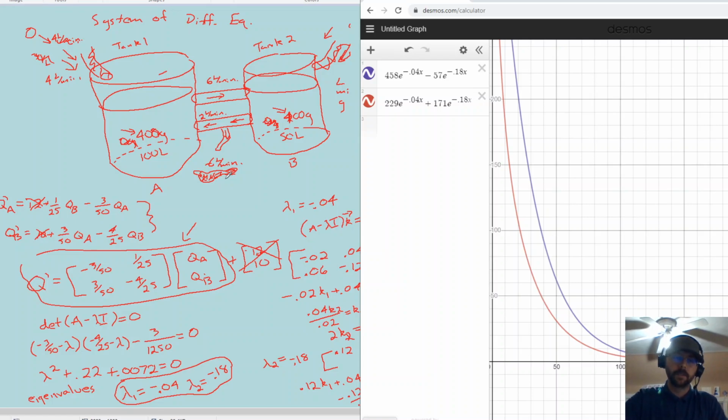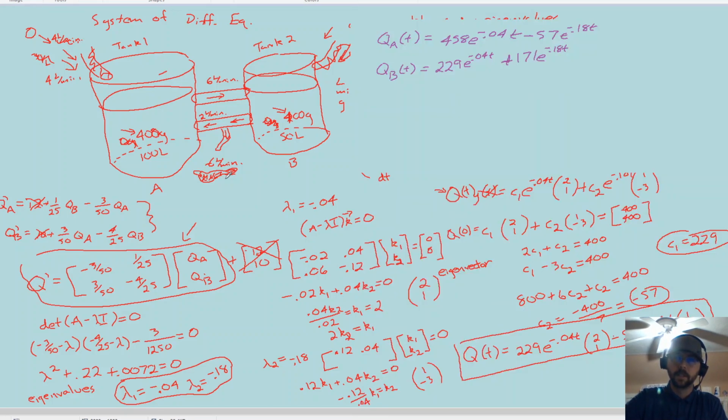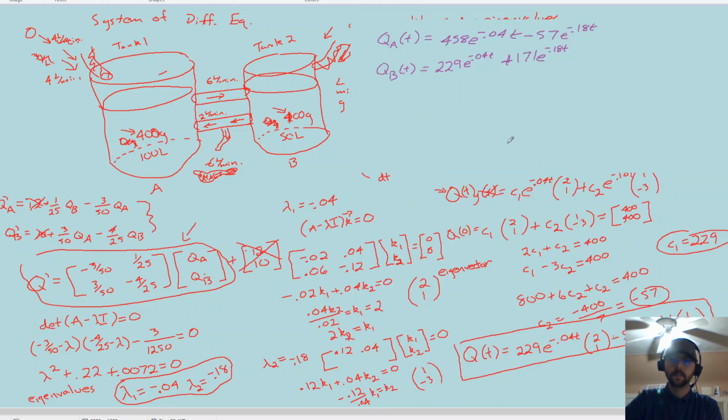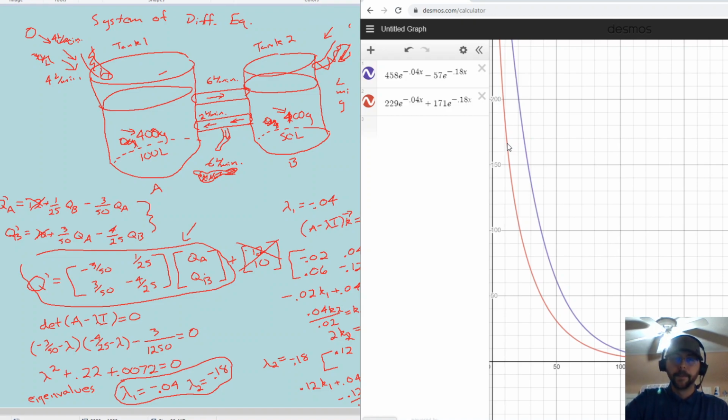Did I get those right? A is on the top. A is purple. Yes, no, it does make sense, and what I just said was backwards. B is red. So no, B is red. B is losing salt faster.